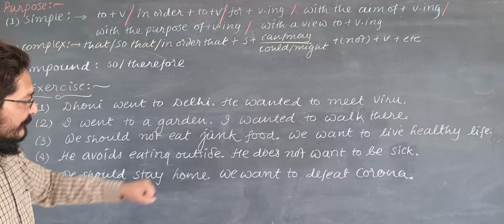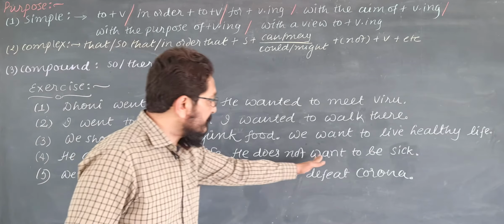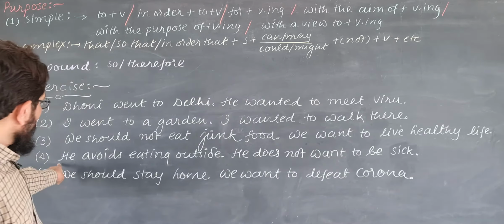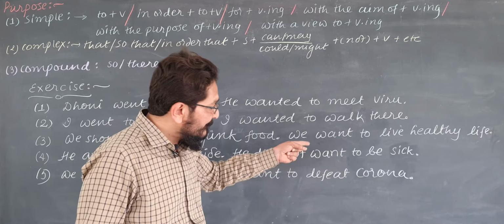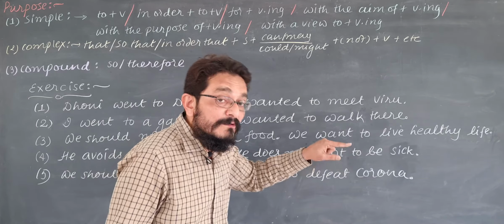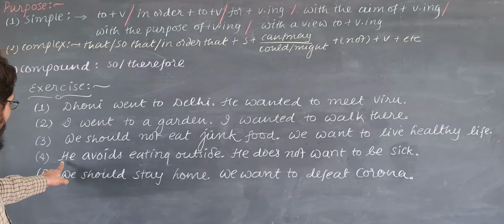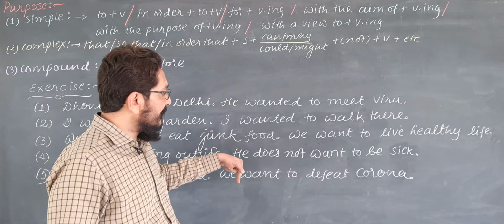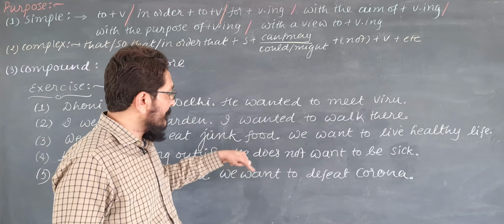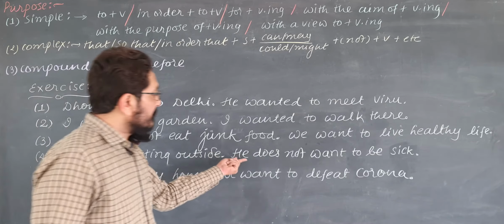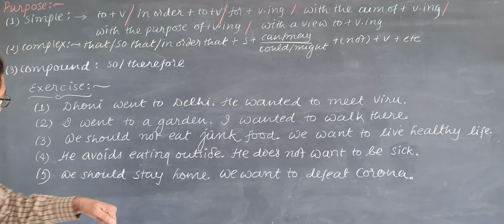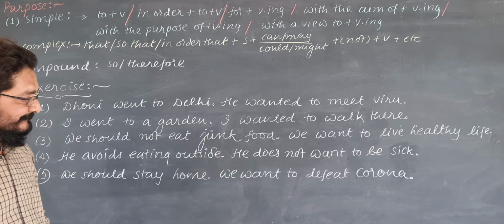He avoids eating outside. He does not want to be sick. He avoids eating outside not to be sick, in order not to be sick, for not being sick, with the aim of not being sick, with the purpose of not being sick, with a view to not being sick. Complex: He avoids eating outside so that he cannot be sick, he may not be sick. Compound: He does not want to be sick, so or therefore he avoids eating outside.